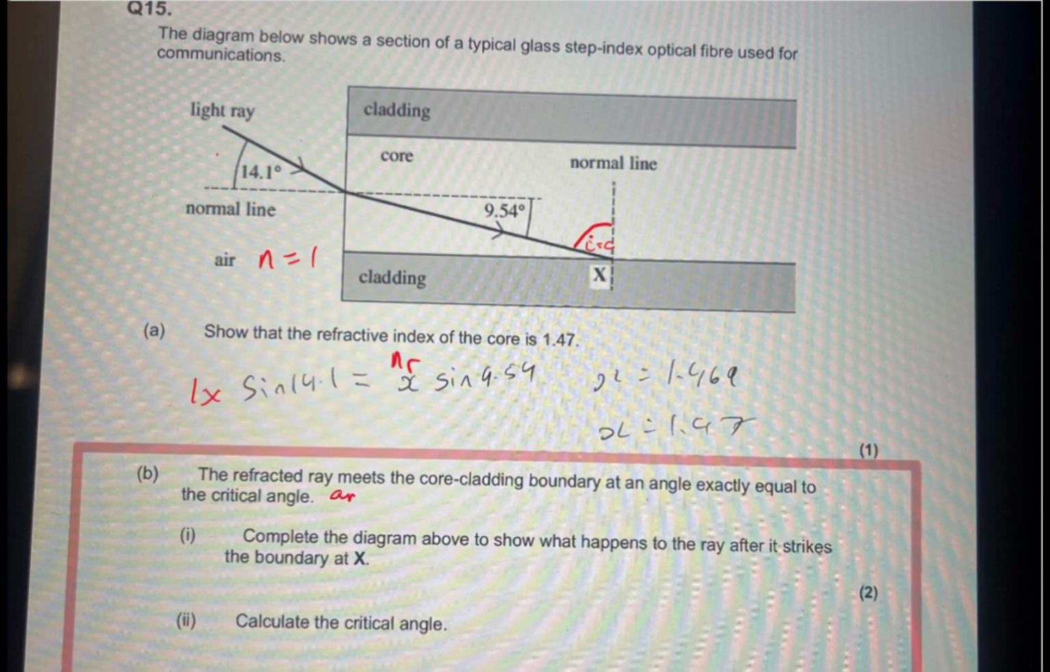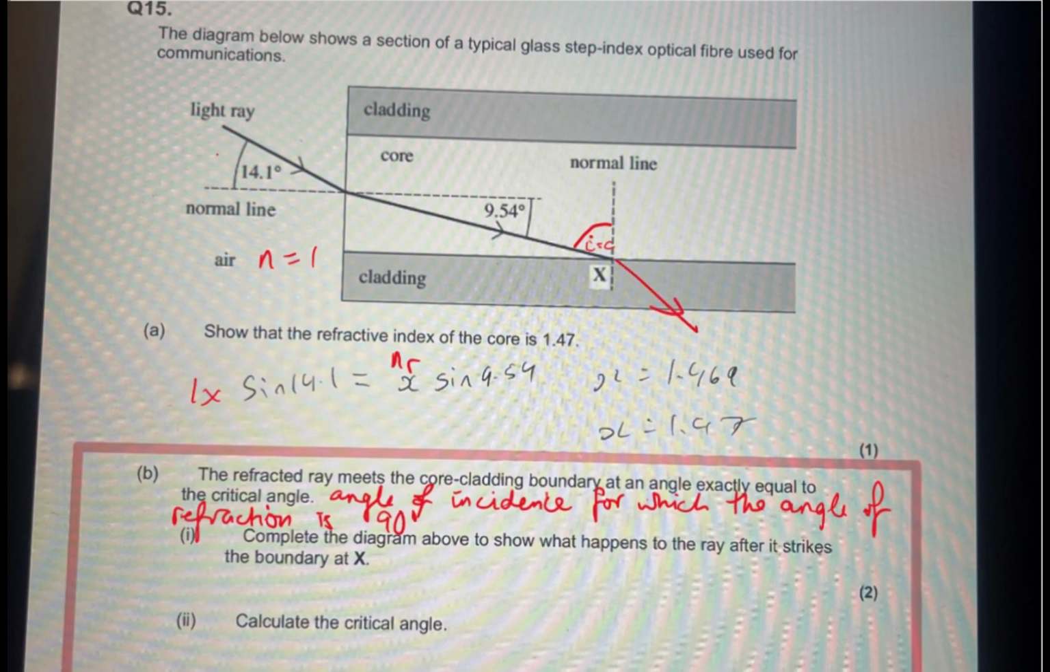It's the angle of incidence for which the angle of refraction is 90 degrees. That means the angle that it comes out here has to be 90 degrees.